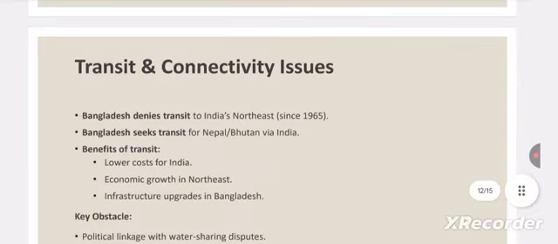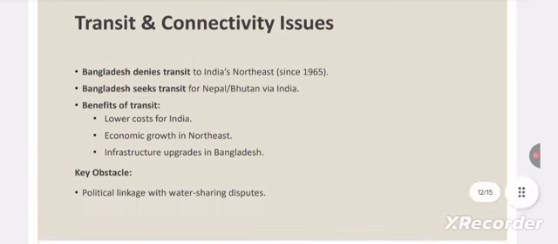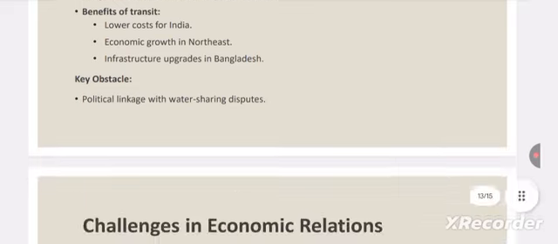Transit and connectivity issues. Bangladesh has denied transit to India's northeast since 1965. Bangladesh seeks transit for Nepal and Bhutan via India. Benefits of transit: lower cost for India, economic growth in the northeast, infrastructure upgrades in Bangladesh.